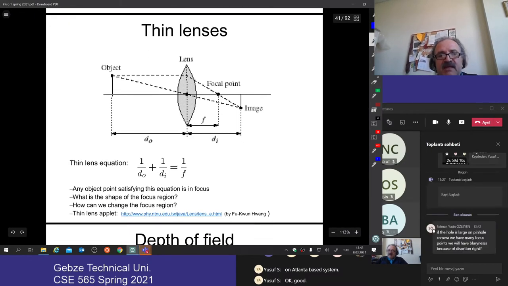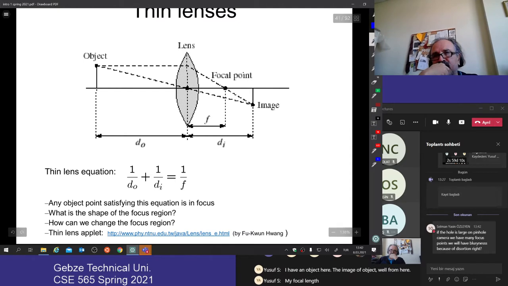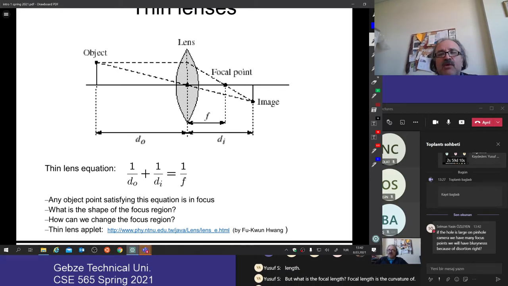This is the equation that we talked about last time. I have an object here. The image of the object will form here. My focal length. DO and DI are the object distance and image distance. If I add the inverse of them, I get the inverse of the focal length. So what is the focal length? Focal length is directly proportional to the curvature of the lens. Lenses are spherical. Lenses are formed by cutting the sides of spheres.